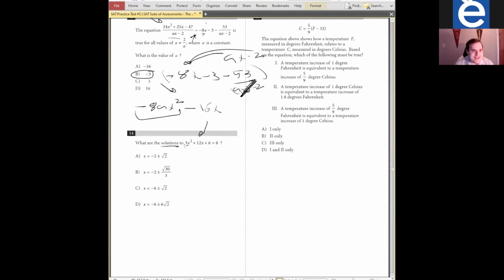Now, if you plugged this straight into the quadratic formula, yes, you get the answer, but you'd be doing a lot of unnecessary work. The first thing I would do here is just divide everything by 3, right? Let's just get that a to be 1. So x squared plus 4x plus 2 is equal to 0, right?